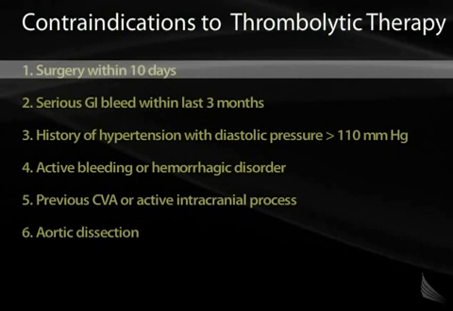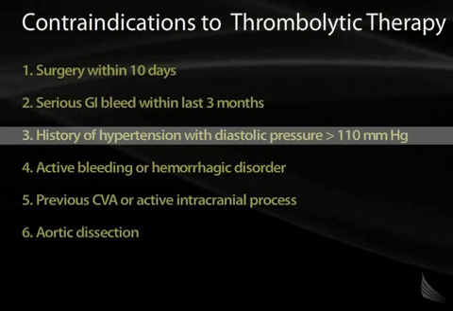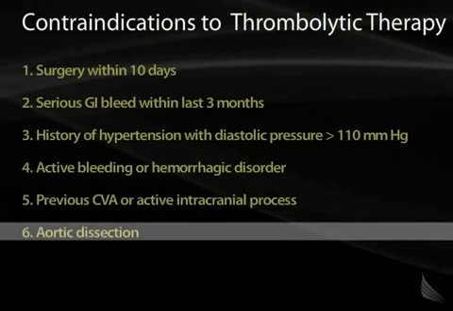Any patient that's had surgery within 10 days, a serious GI bleed within the last 3 months, a history of hypertension with a diastolic pressure greater than 110, any active bleeding, a previous CVA, or aortic dissection in the past should not undergo thrombolytic therapy.